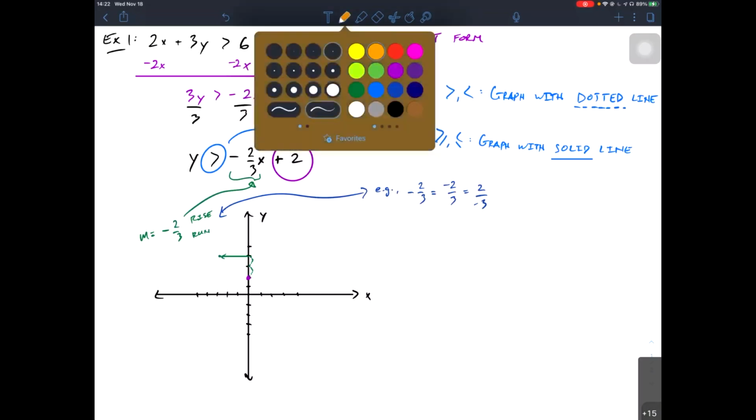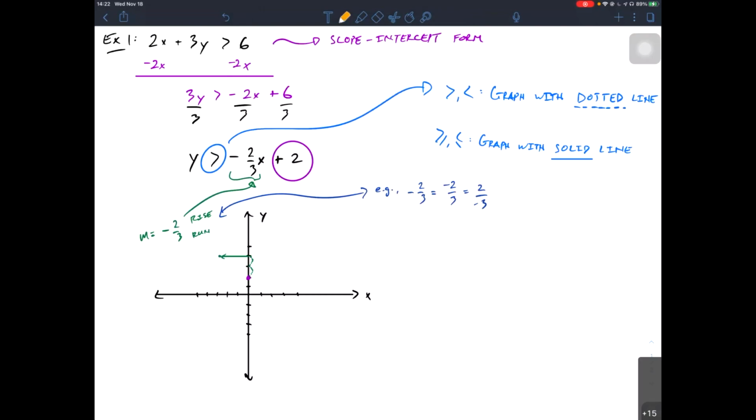Plot the line. Remember, it's a dotted line now, so it's not solid. So you just kind of go like this.